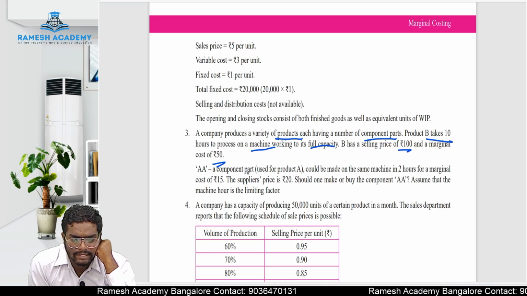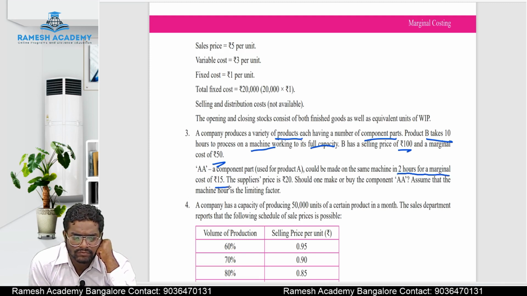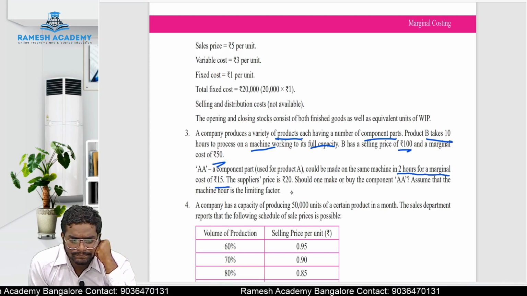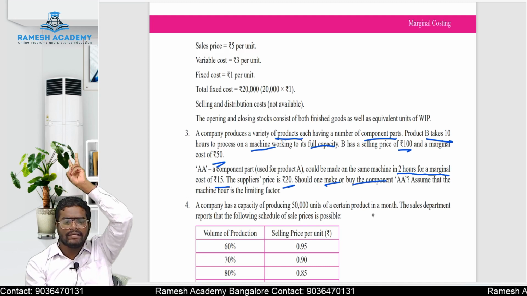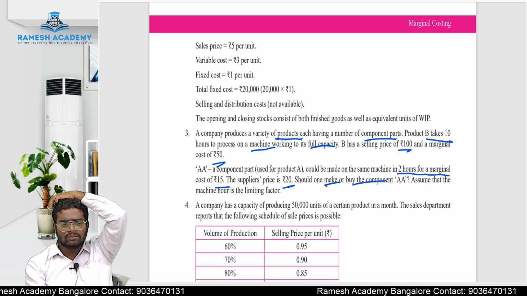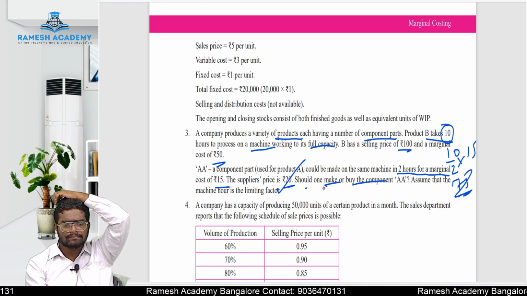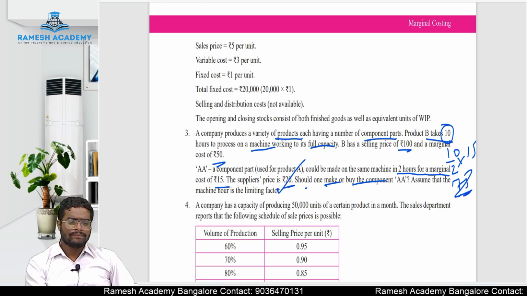A component part which could be made on the same machine hours or 2 for a marginal cost of 15. The supplier price is 20. Should it make or buy? So if they are buying, they should pay 20. If they are doing in-house, it requires 2 hours. So the cost would be, here it is taking 10 hours. So 10 by 2 into 15, which is 75. So 75 or 20, this is better. Understood?